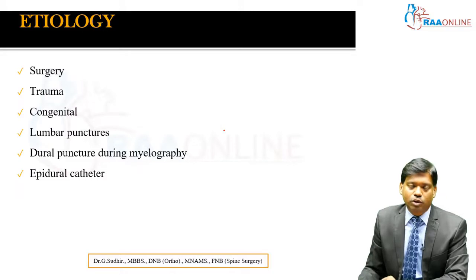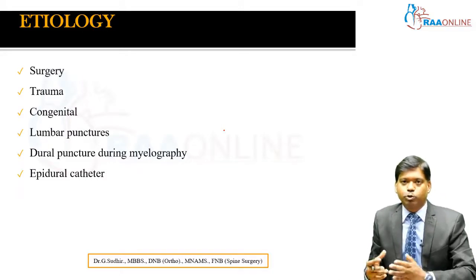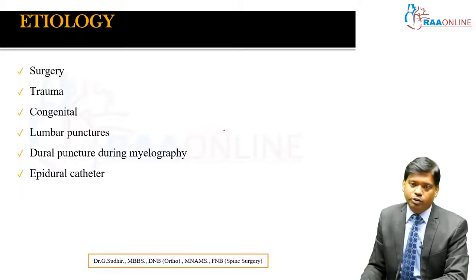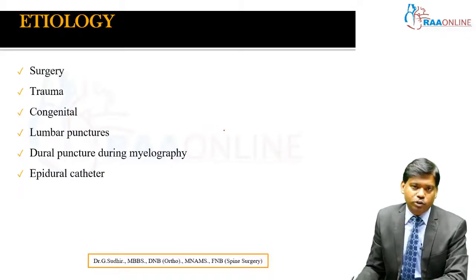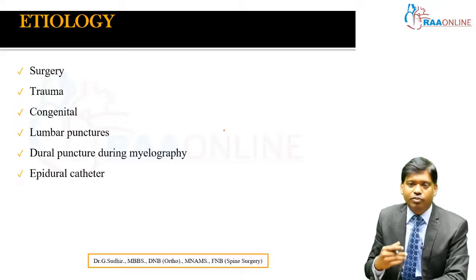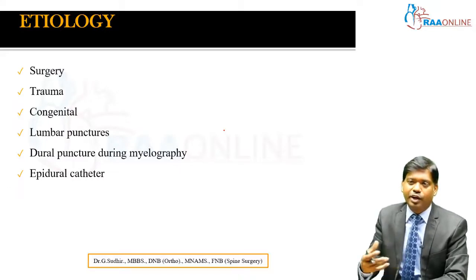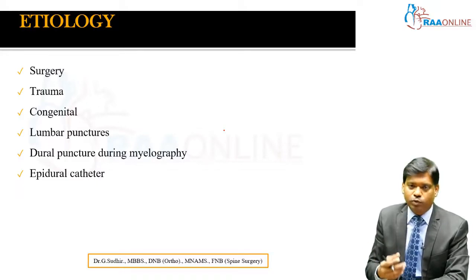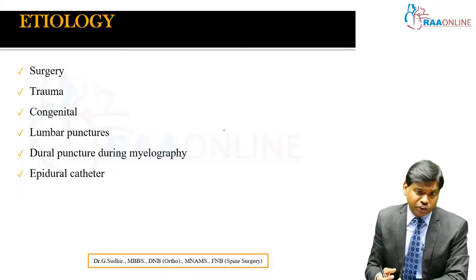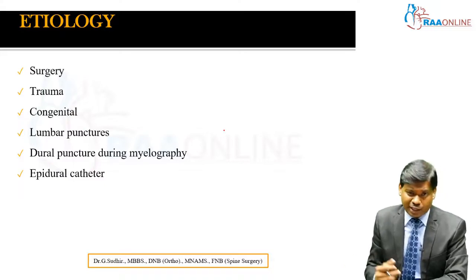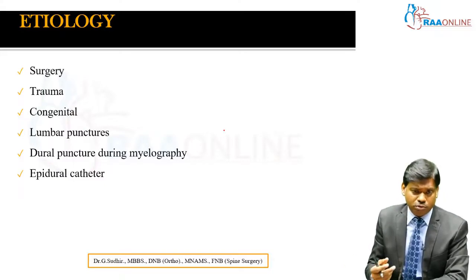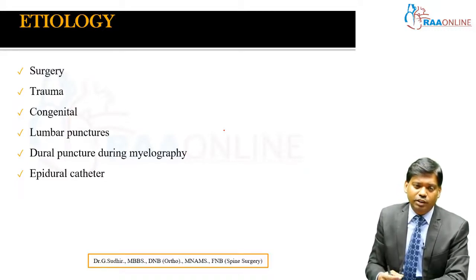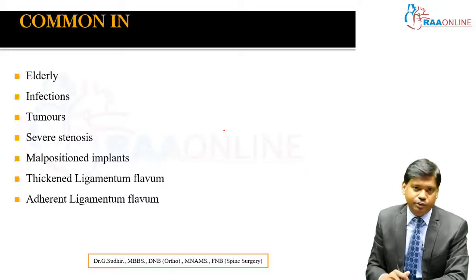What is the etiology? The commonest etiology is surgery, because usually they don't get exposed to any other traumatizing agents or factors. So surgery is the commonest cause, followed by trauma. Trauma itself can cause injury to the dura, and in high grade injuries with spinal cord lacerations, you can see dural tear with the rootlets coming out. Or it could be congenital, or lumbar puncture very rarely can result in pseudomeningoceles or CSF fistulas. Dural puncture during myelogram or epidural catheter, all these things can result in dural tears.